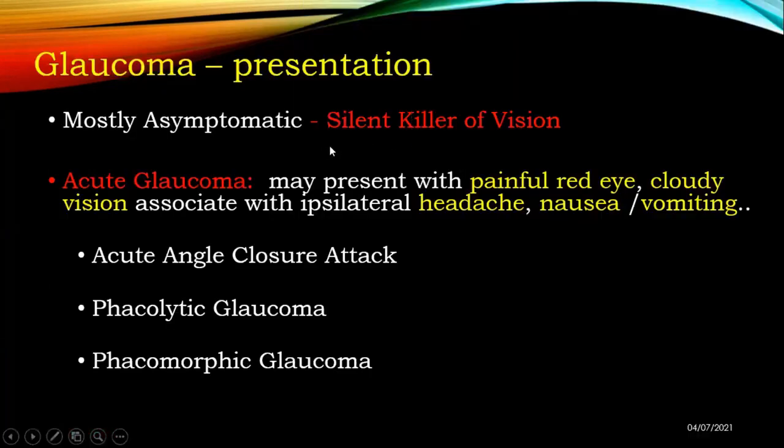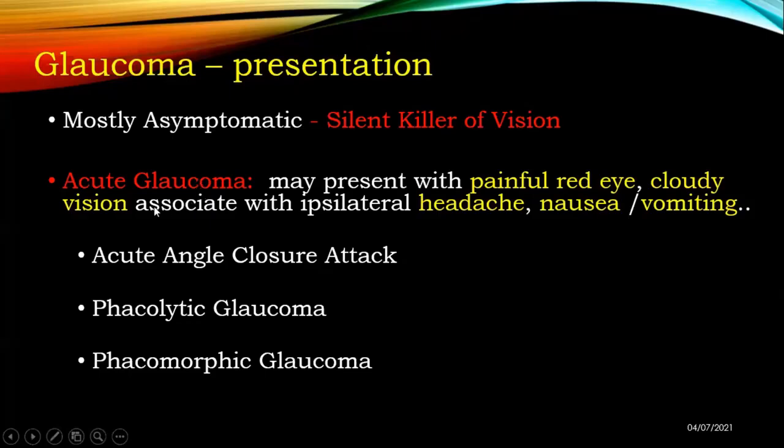The most important thing is these glaucoma patients are mostly asymptomatic. That's why we call them the silent killer of vision. Since they become advanced stage, they don't present until they present with advanced stages of glaucoma with tunnel vision. By that time, there's very little that we can do.